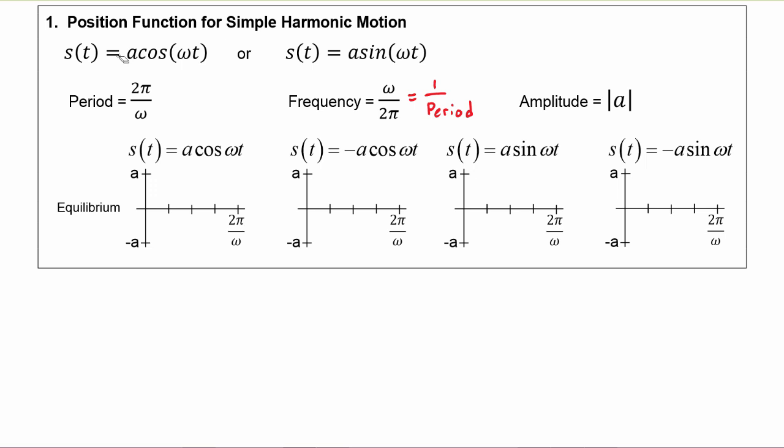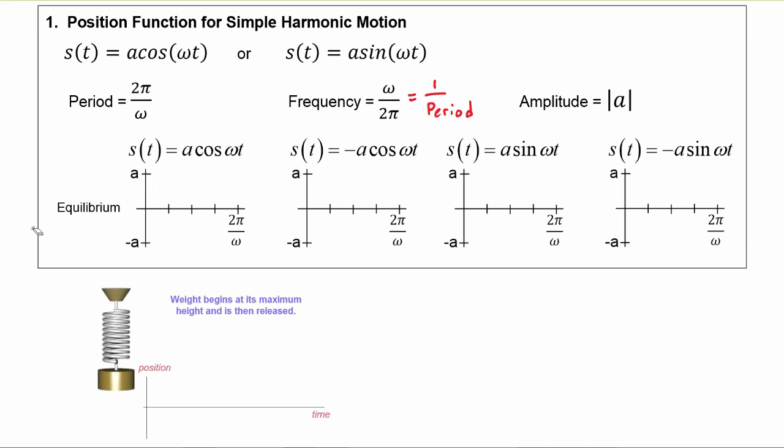When an object is at rest and not oscillating, we say that it is at equilibrium. So equilibrium is the zero position of the object. Let's get an idea of how this will work. Suppose we have a weight on a spring, and that weight begins at its maximum height and is then released. If we plot the height of the weight over time, you can see that it traces out a cosine wave.